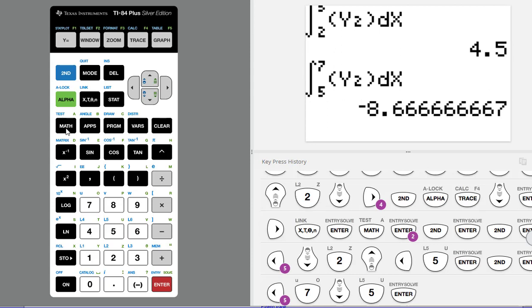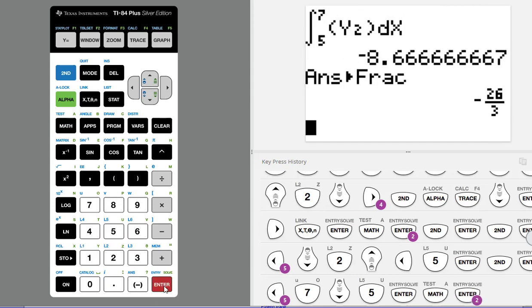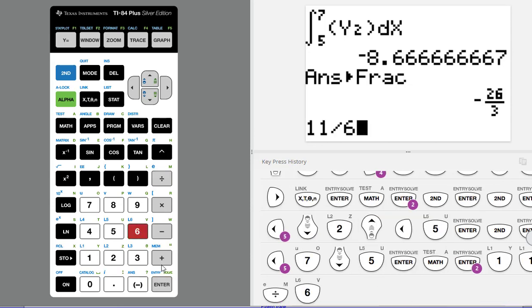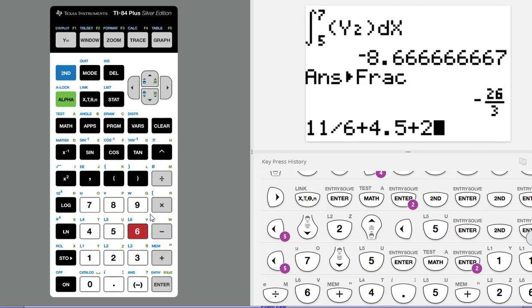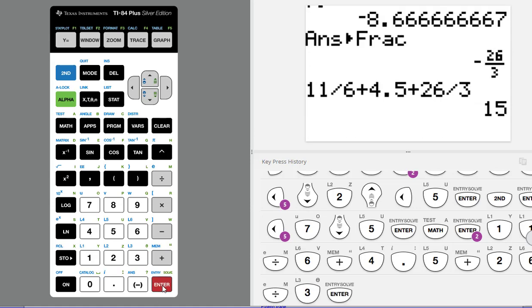And I can convert that to a fraction, math, fraction. All right, so we're going to use 26 thirds. Because we're doing distance, we want this to be positive, right? So 26 thirds. So I got 11/6 plus 4.5 plus 26 thirds. All right, and that gives us 15.